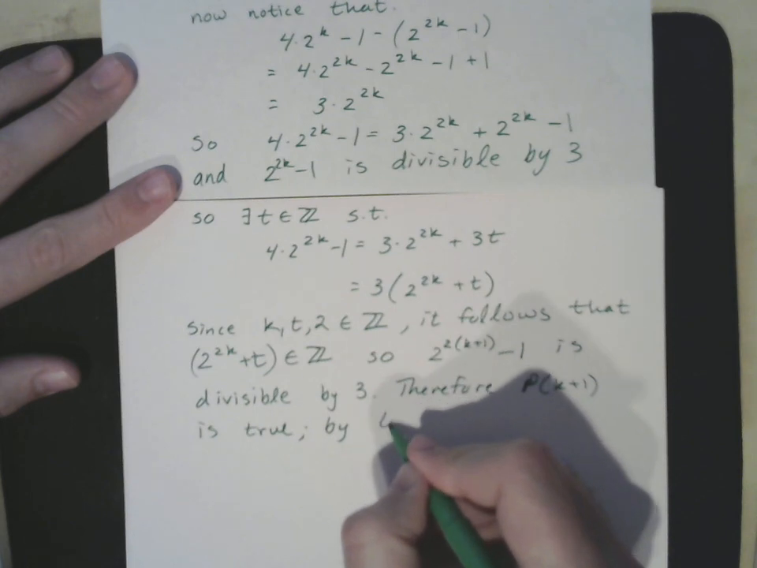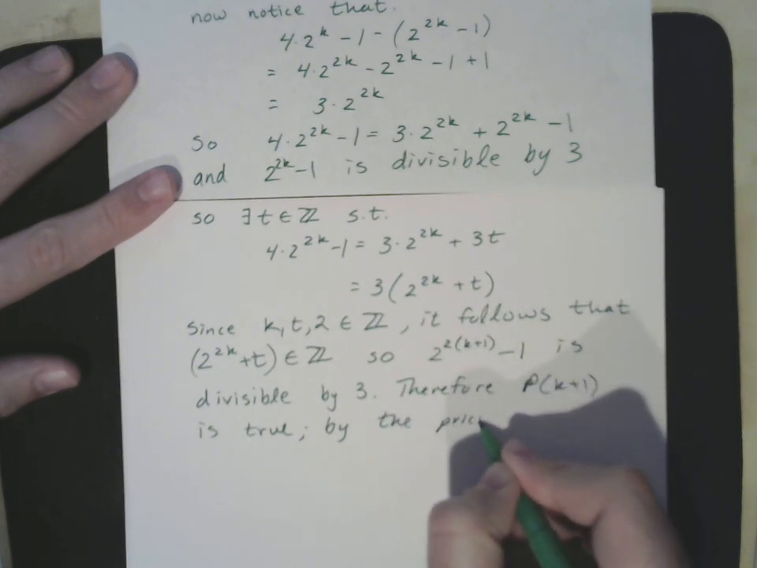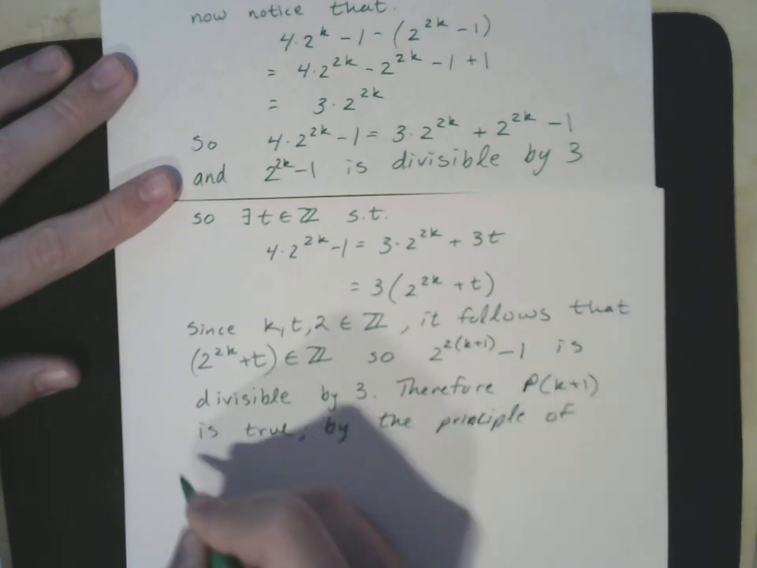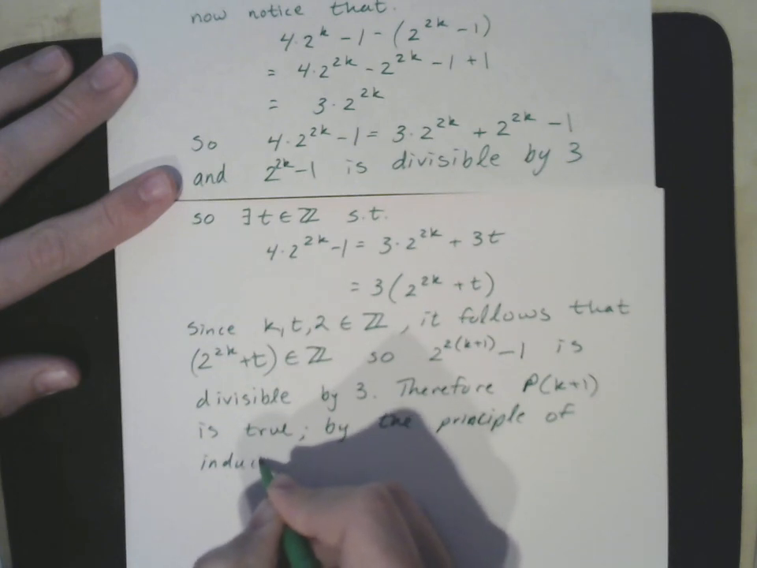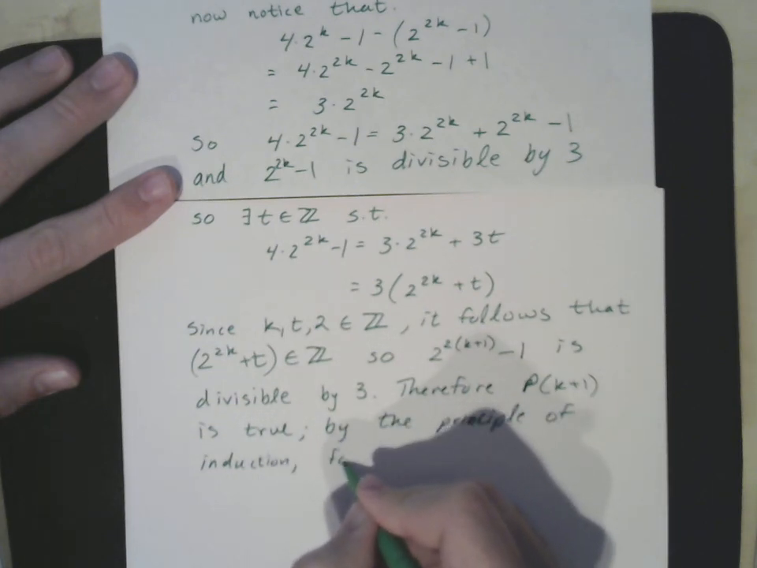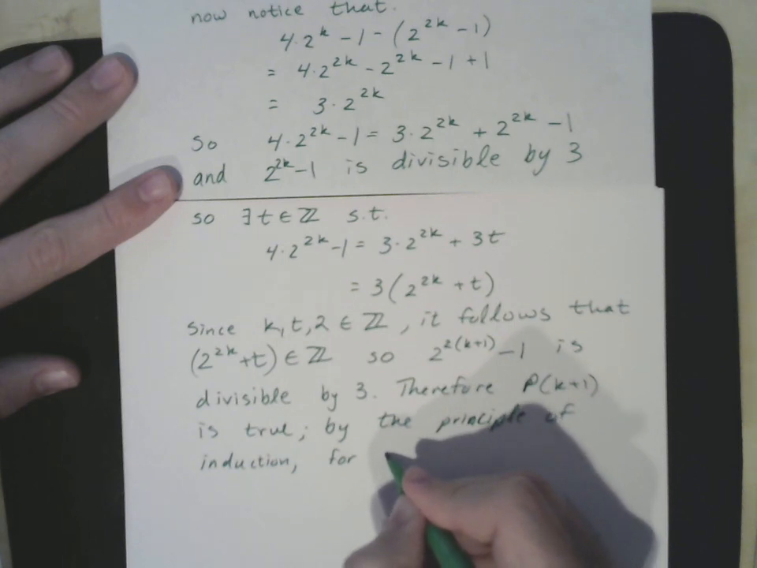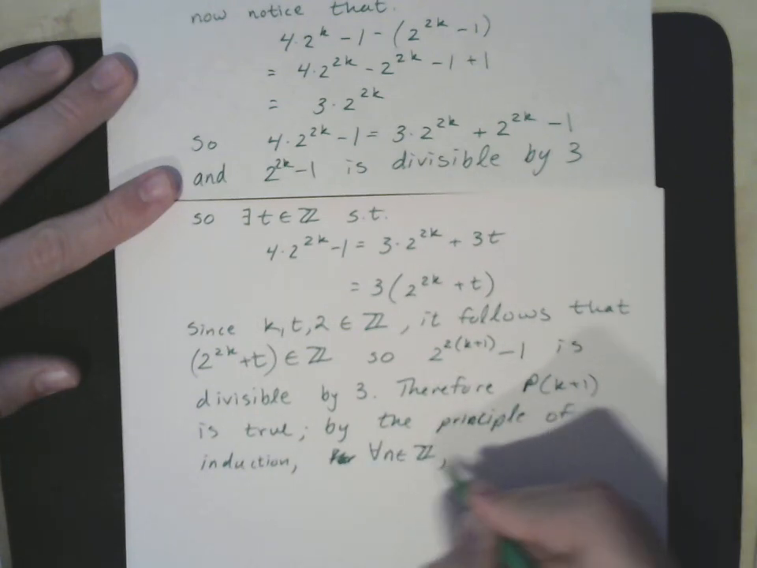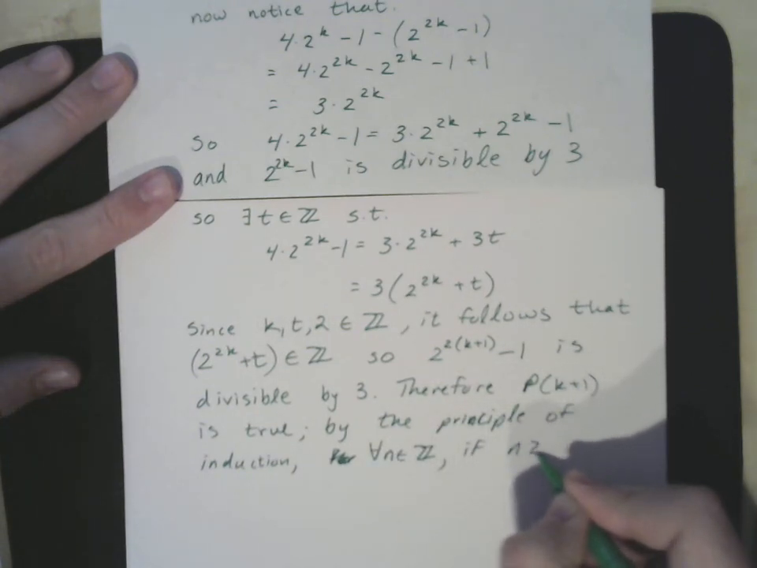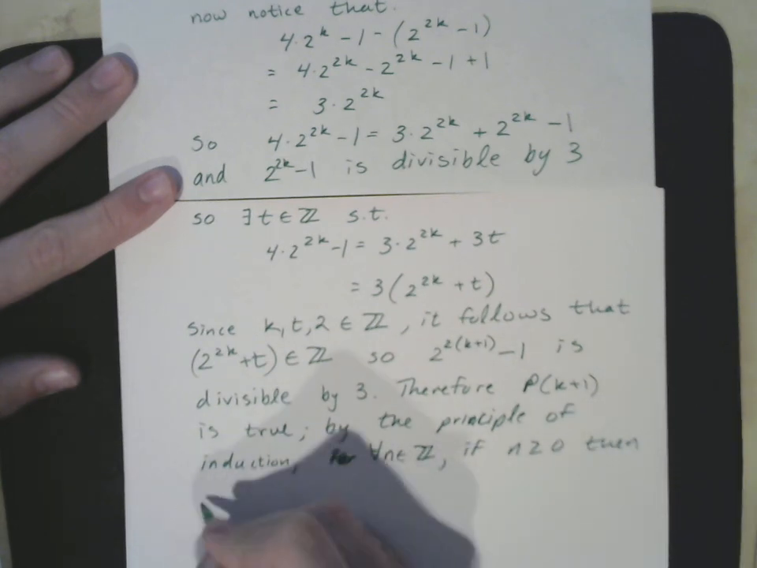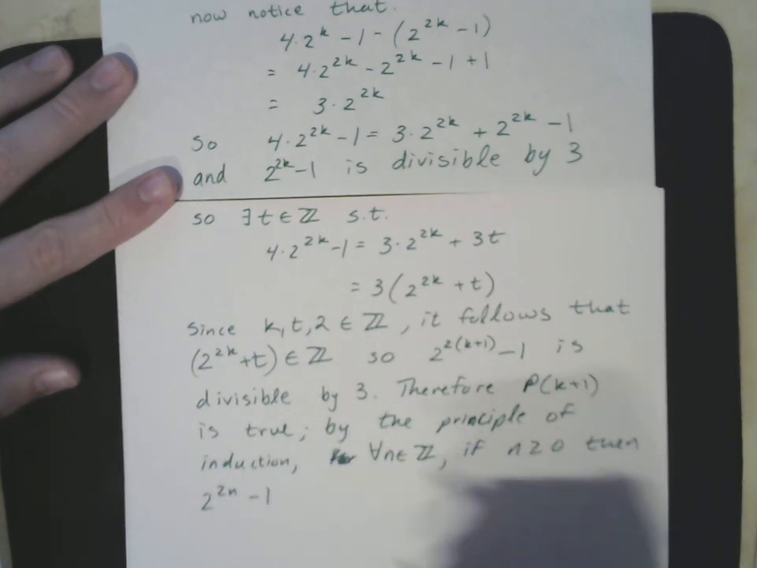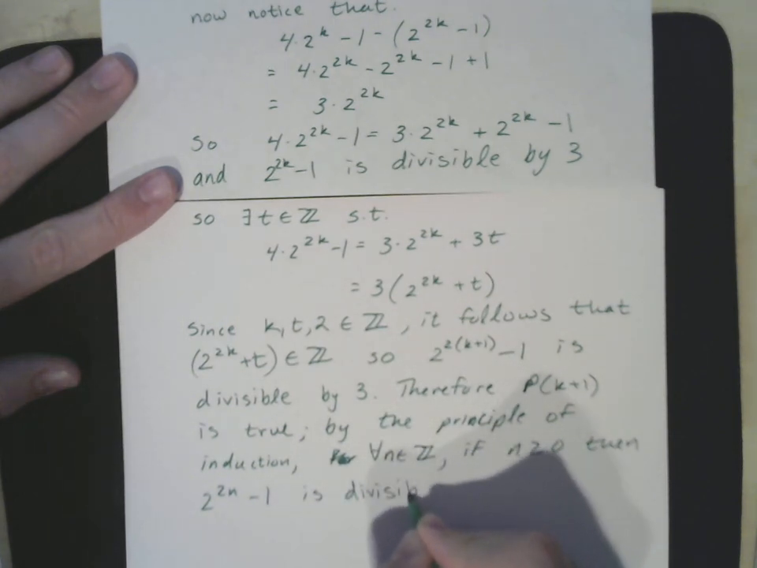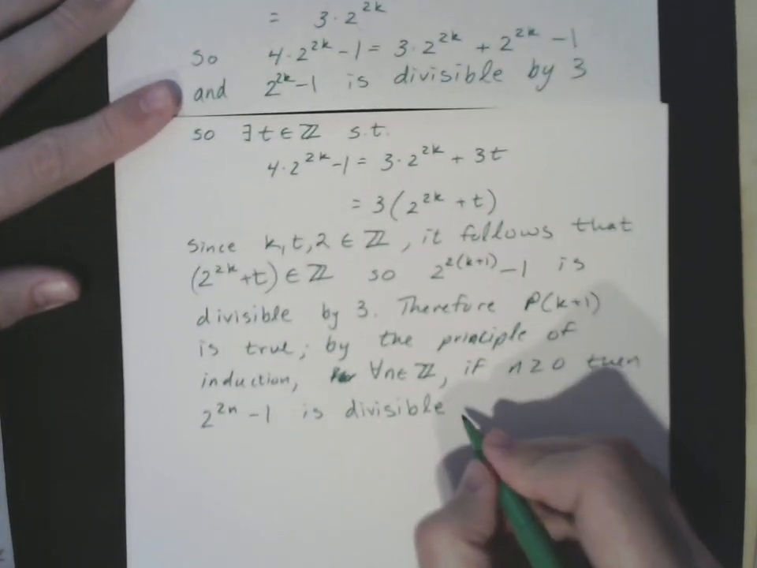And by the principle of induction, for all n in Z, n is greater than or equal to 0, then 2 to the 2n minus 1 is divisible by 3.